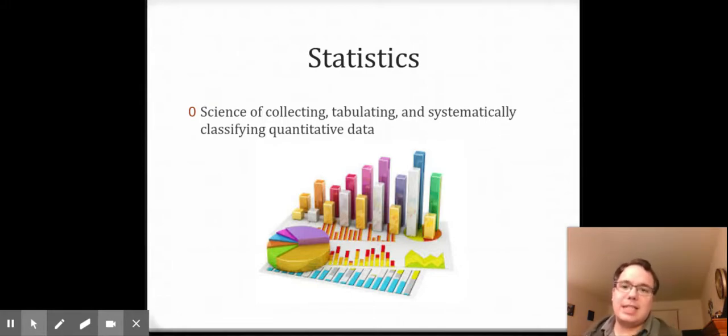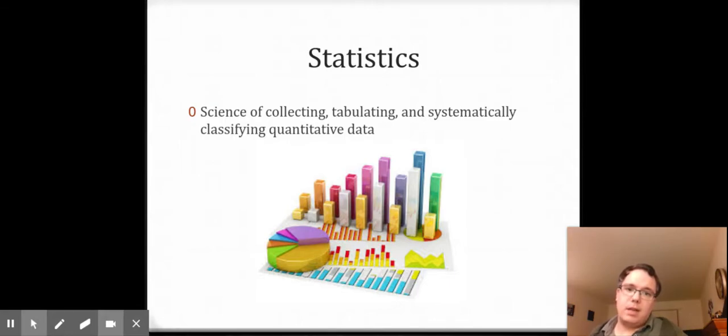So statistics is a science. It's a science of collecting, tabulating, and systematically classifying quantitative data. So basically, it's looking at numbers and what do they mean, and if we display them, what properties are shown, what patterns are shown, and what does that mean for a population, what does that mean for the sample.